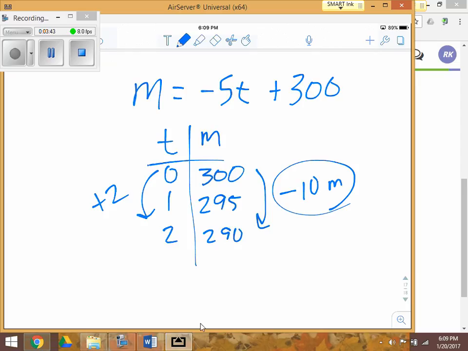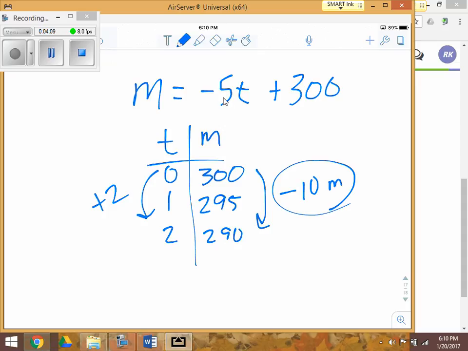So hopefully that makes sense, that if you're traveling for 2 seconds, according to this problem, you'll have 10 fewer meters to go because you're going to travel those 10 meters in those 2 seconds. Like again, if I'm walking from Byron to Rochester, if I'm walking for 2 seconds, I'm going to have less to go.